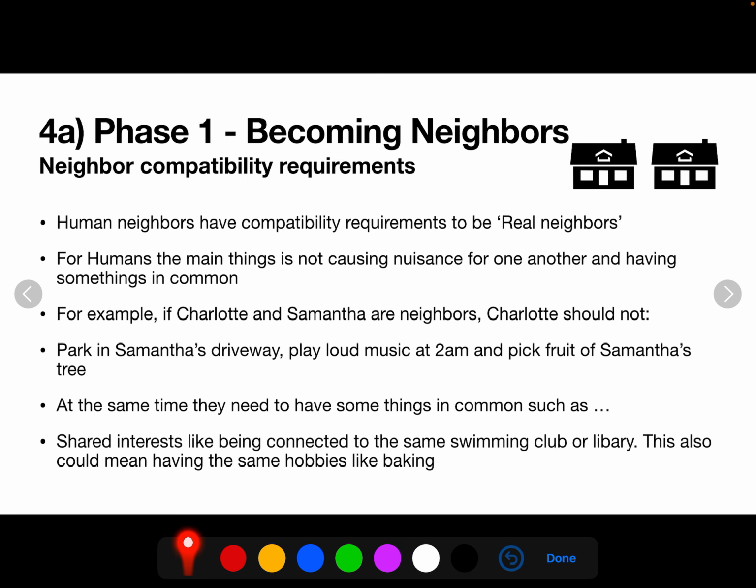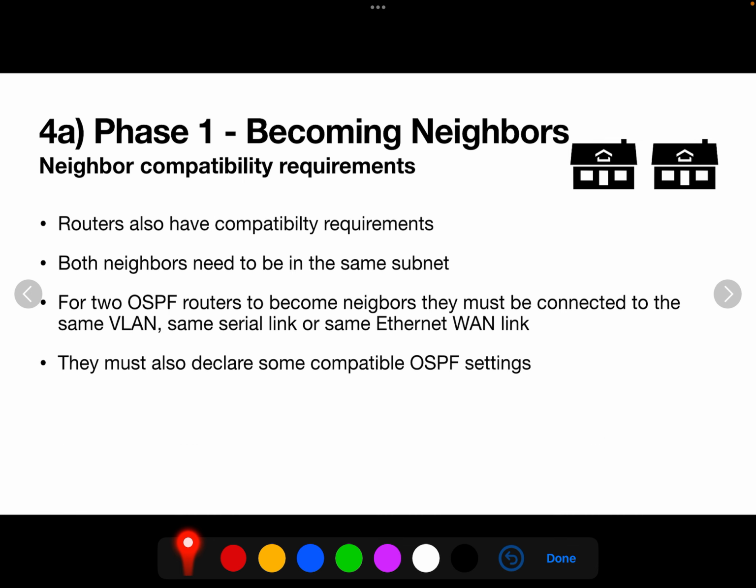Okay, so there's some unspoken rules that they both abide by, and they also have some things in common that connect them to each other. So that is important for becoming neighbors. Now, routers also have compatibility requirements. So both routers need to be in the same subnet. They need to be connected to that same subnet. So for 2 OSPF routers to become neighbors, they must be connected to the same VLAN, same serial link, or same Ethernet WAN link.